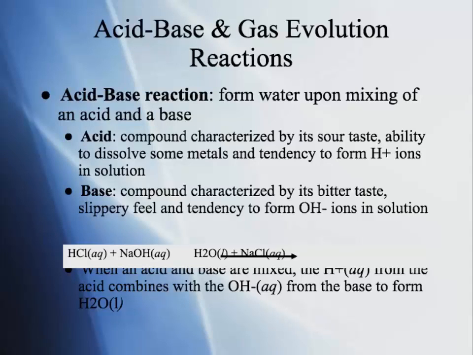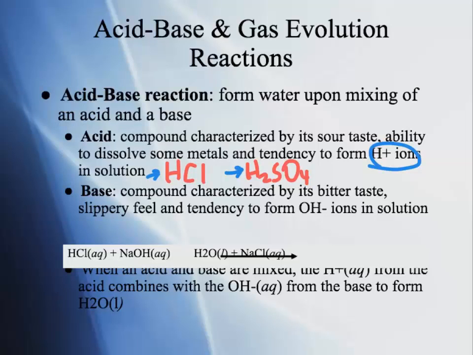So let's look at some other types of chemical reactions, like acid-base and gas evolution reactions. Acid-base reactions form water upon mixing of an acid and a base. Remember, an acid is a compound characterized by sour taste, the ability to dissolve some metals, and tendency to form H+ ions in solution. Acids will always have their H out front in their chemical formula, like HCl or H2SO4. That H out front is our ionizable H, meaning it breaks off to form an H+ ion.